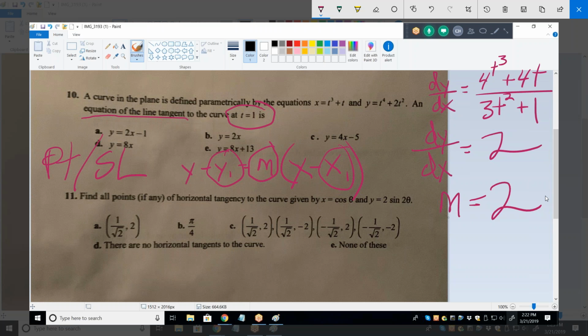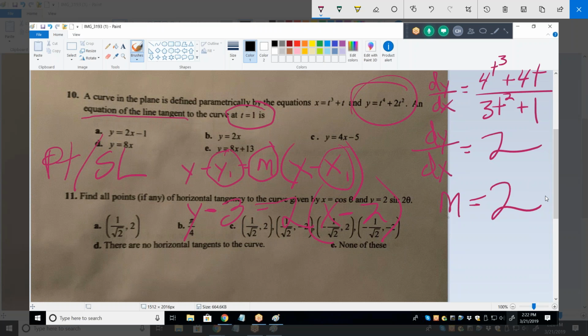Well, what is our 1 point? What's x sub 1? Well, let's start with y sub 1. What's y sub 1 when t is equal to 1? In other words, y is equal to 3. So y minus 3 equals the slope, which we've already calculated to be 2, times x minus 2.